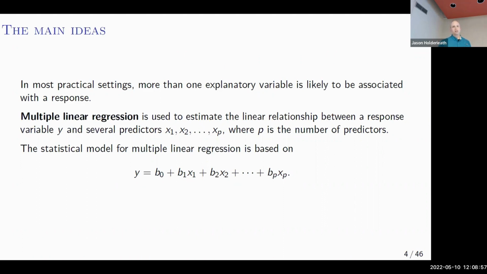A multiple linear regression model is used to estimate a linear relationship between a response variable y and several predictors, x1 through xp, or in different nomenclature, xk. The statistical model is y equals b naught plus b1 x1, and so on. B naught again is our intercept term, and all the rest of them are slope terms.